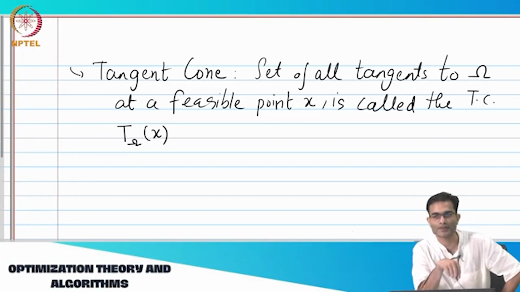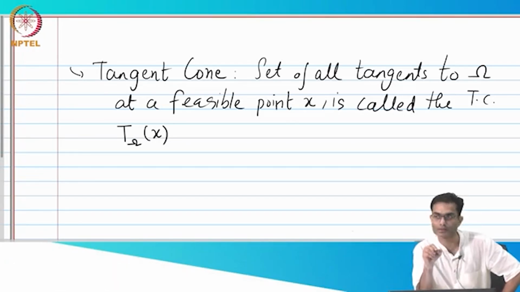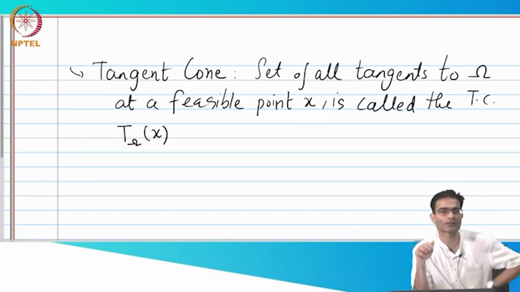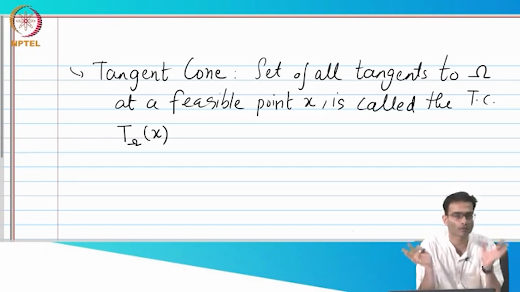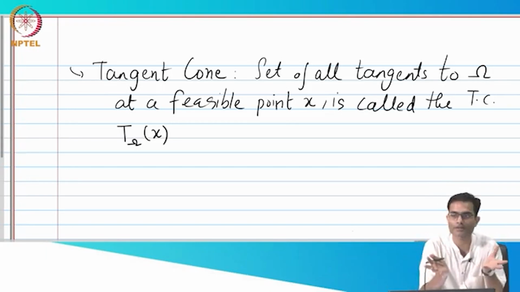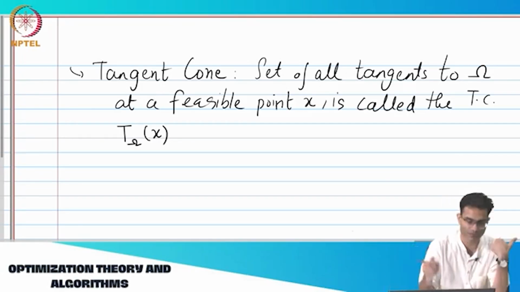So it has everything that we need in it. The feasible set is in it, the point x is in it, and it's a collection of all the tangents that are being derived from the feasible sequence. So this is my tangent cone, okay.